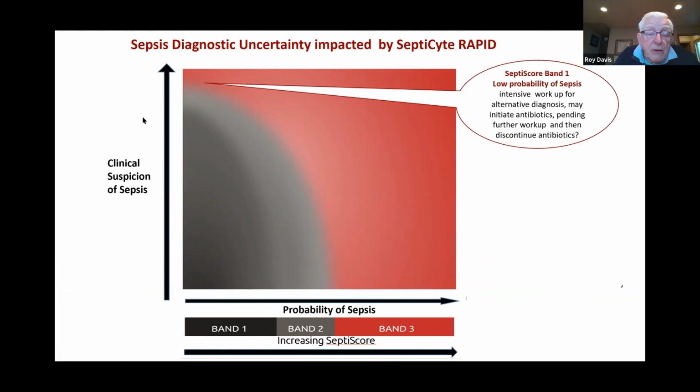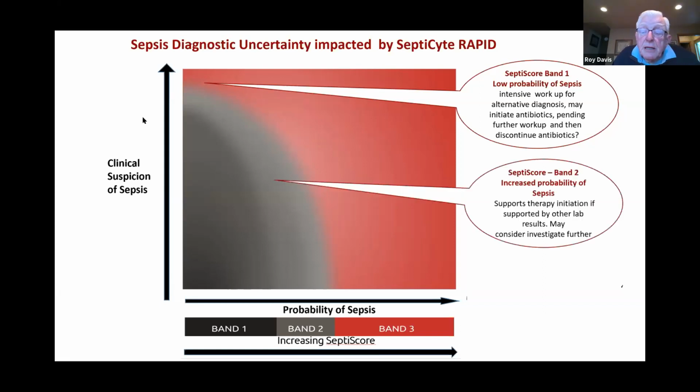The fact that they come back with a band 1 would drive one to work this patient up further for a non-infectious cause of systemic inflammation. If they come back with a band 3, that confirms one's initial process of adding antibiotics. Those in the intermediate group, if they come back with a band 2, would increase your probability of sepsis and support your initiation of antibiotics. If band 1, further investigation.